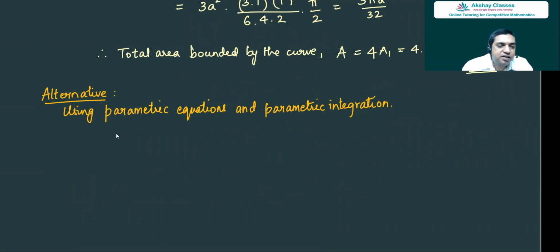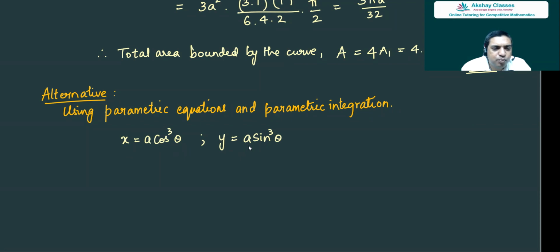So given equation is x is equal to a cos cube theta, y is equal to a sine cube theta. So when theta equal to 0, x will be a, and y will be 0. That means a comma 0.